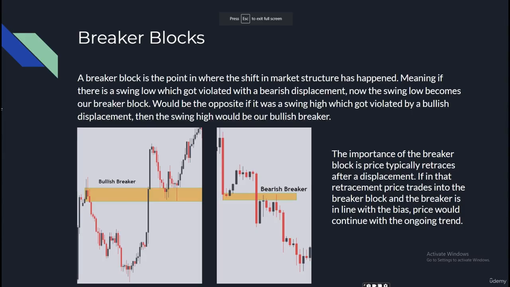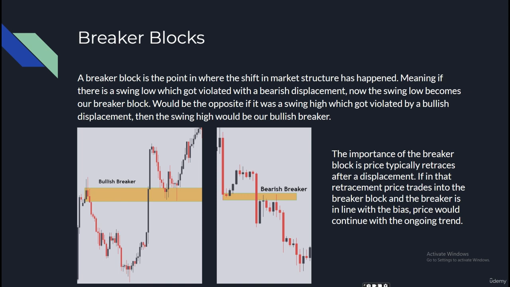And what is a breaker block? It's basically the point where the shift in market structure has happened. We've learned about shift in market structure in the previous lesson, and that's when there's a displacement above a certain swing high or a swing low. So let's say there's a swing low which got violated with a bearish displacement. The first thought we should have is that there's a shift in market structure, bearish, a shift to the downside. So the swing low which got broken would become our breaker block at that level.